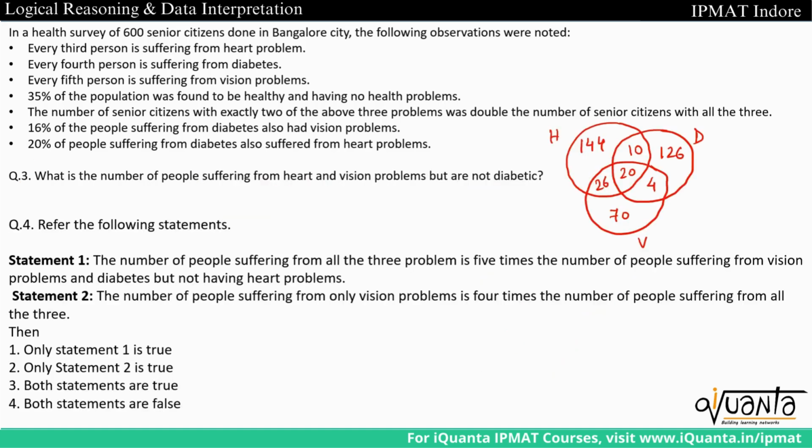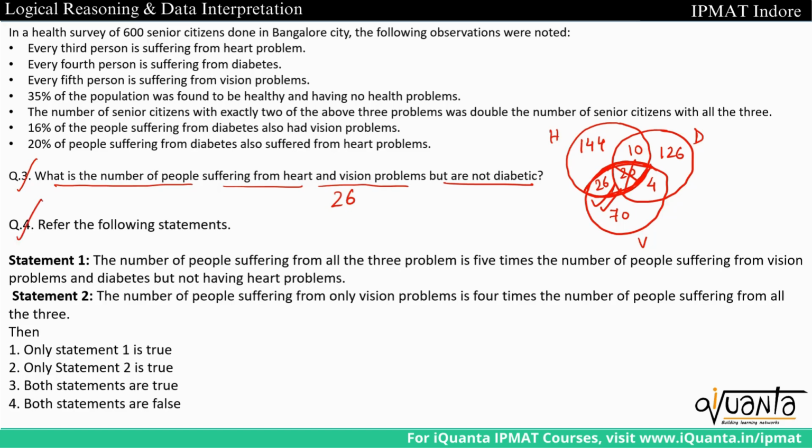Let's solve the next question. The third question is, what is the number of people suffering from heart and vision problems but not diabetic? So heart and vision but not diabetic. So we'll take into account the area common to heart and vision first. So it is this particular region over here, but since we have to remove diabetes from it, we'll remove this region. So we are remaining with 26. So 26 will be the correct answer to this question.